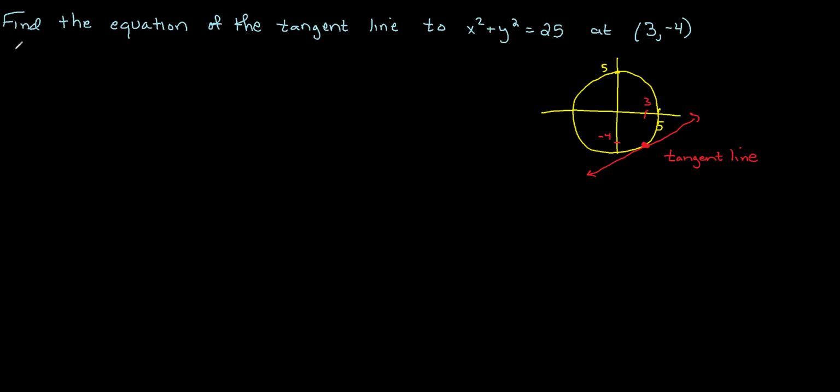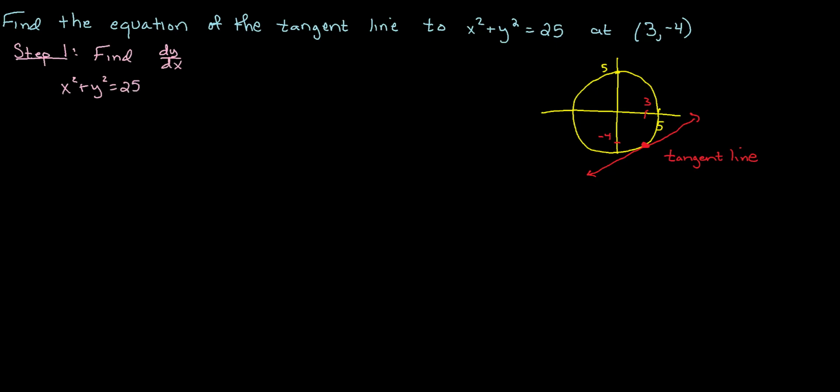So first step, I'm going to write this down as step 1. We want to find the derivative. So we want to find dy/dx. And that's going to be our slope of the tangent line. But we'll get to that in a minute. Okay, so let's do that. Let's find our derivative. So we are given x squared plus y squared equals 25.